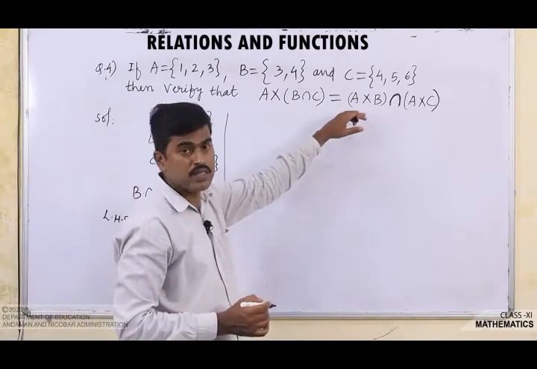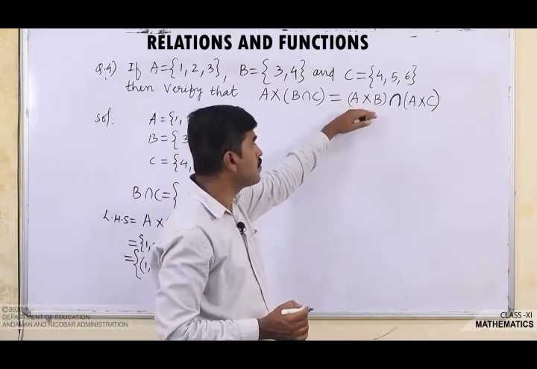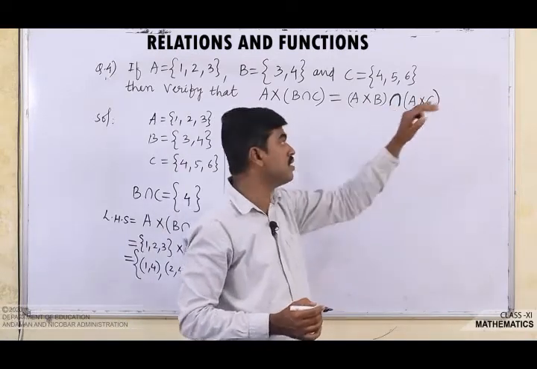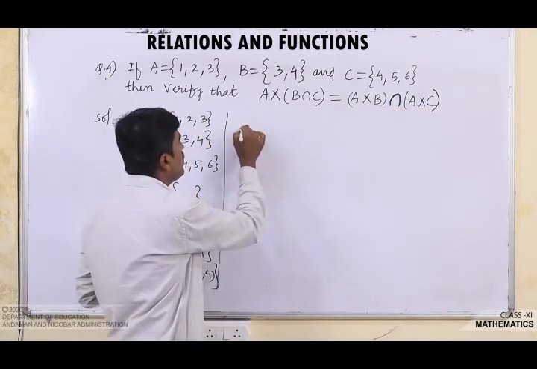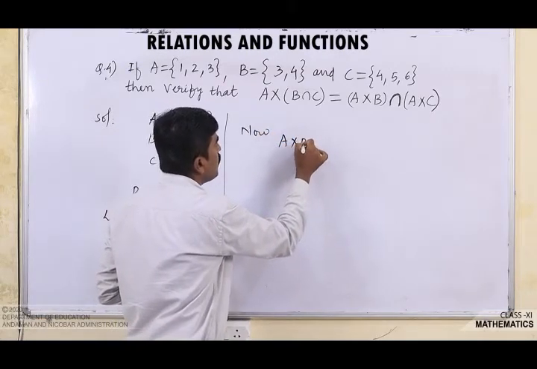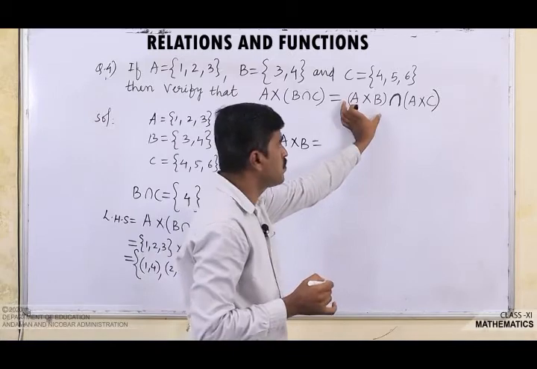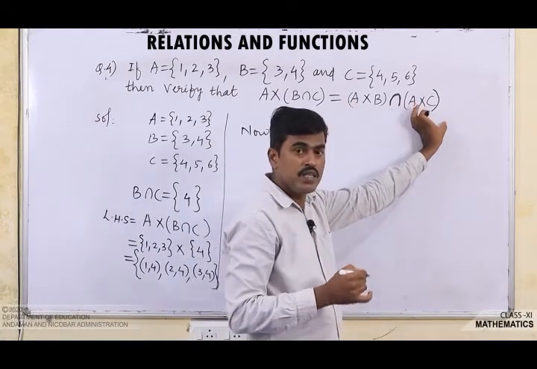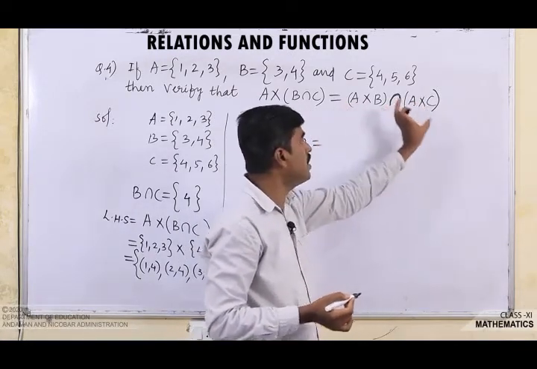Now come to the RHS. What is RHS? (A cross B) intersection (A cross C). So for this, we will find A cross B first. Then we will find A cross C, then we will take the intersection of A cross B and A cross C.